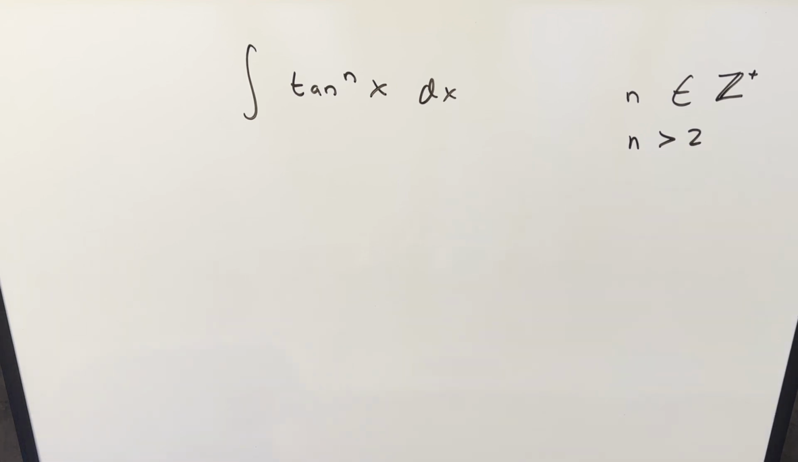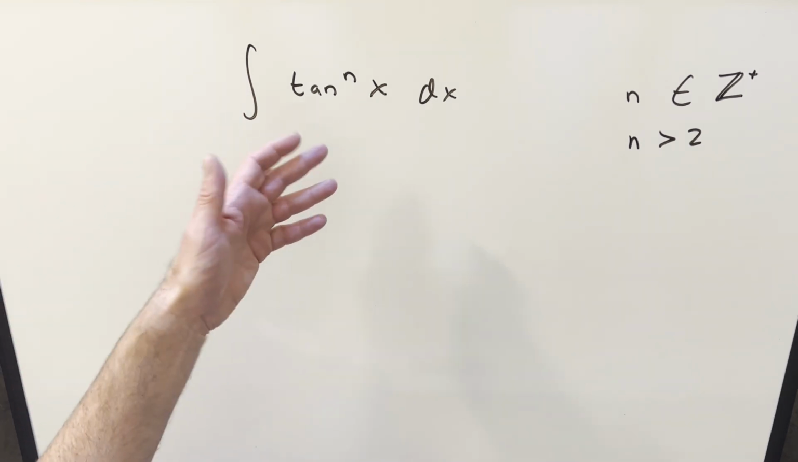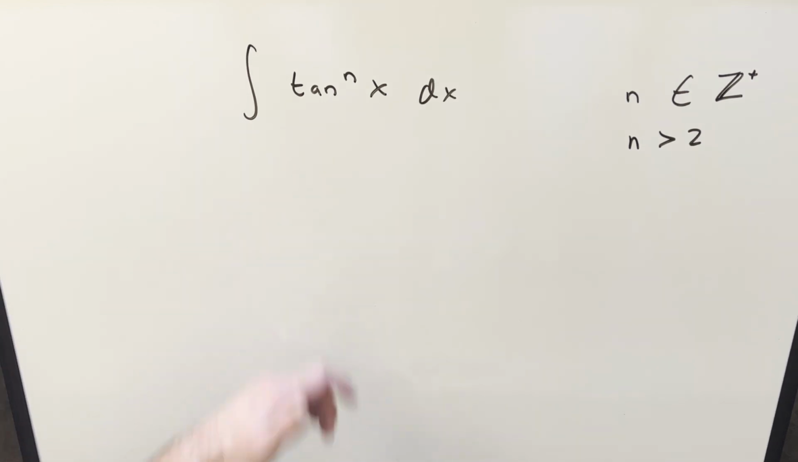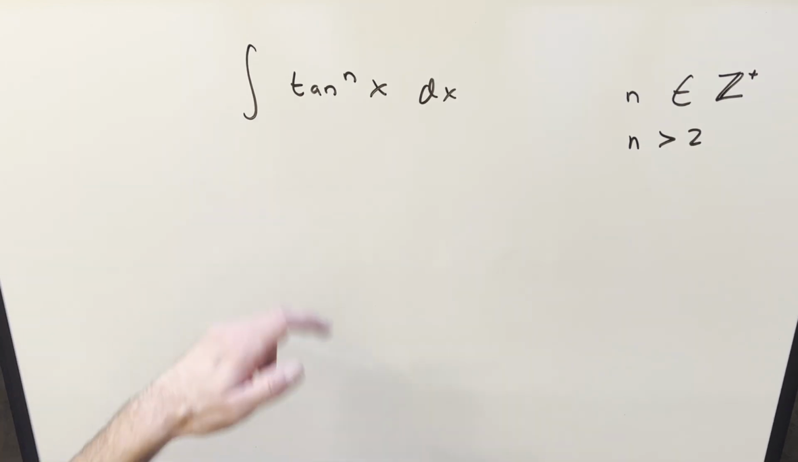So I've done videos before on the power reduction for sine and cosine, and I don't think I've ever done it for tangent. For this, it's not that I'm expecting to get an exact value like I would for a normal integral. We're just going to try to reduce the power on it.